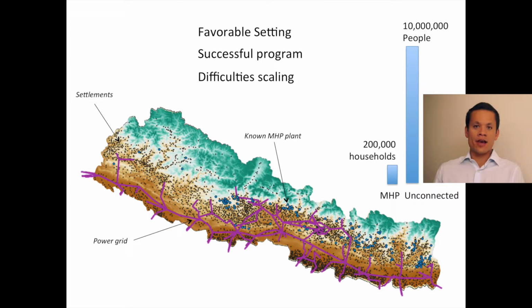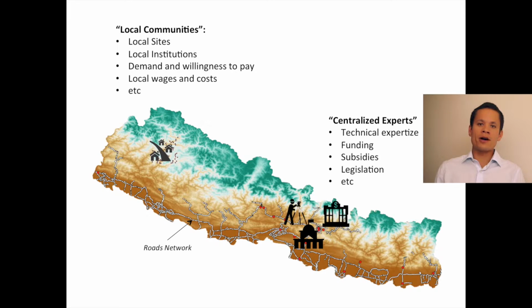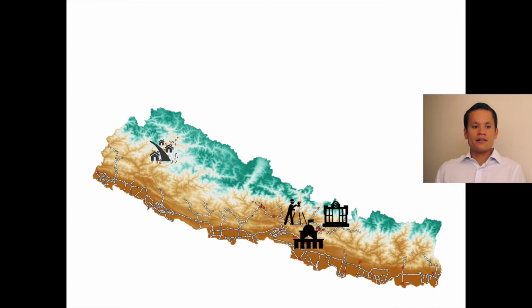One of the reasons that we think this is the case is the gap between the local communities and the centralized experts. On the one hand, you have the remote communities where people know their communities well, they know their institutions, they know how much people are willing to pay for electricity, how much wages are. And at the other end of the spectrum, you have people that live in Kathmandu that are engineers, that run funding agencies, that provide subsidies, that are policymakers. Those people are very far away from each other in Nepal. And since the road network is fairly poor, it's very hard for them to get in touch and to share information. So that's the purpose of the tool.